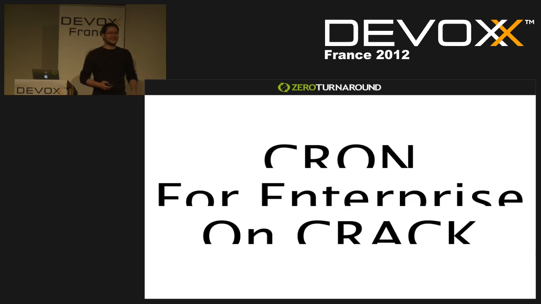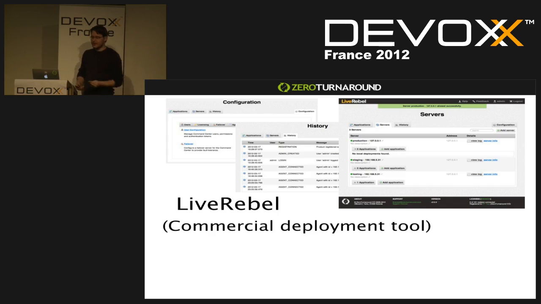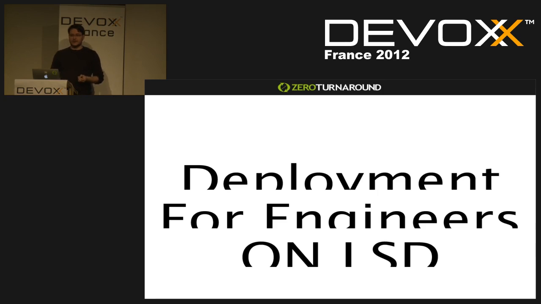So that's just one way to look at it. It's like just a really, really pimped up CRON. Well, it's a lot more, but it starts at some jobs executing some time, and then you add everything else. So on the other hand, for the delivery platform today, I'm going to choose LiveRebel, which is our product. So it's commercial, but it's basically a deployment manager created by engineers for engineers on LSD.